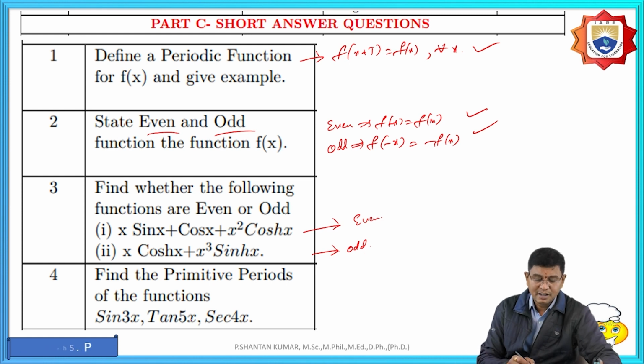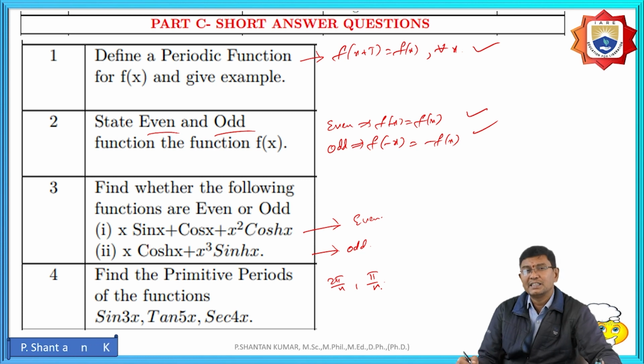And again here, the primitive period of the functions sin 3x and tan x is based upon 2 pi by n and pi by n. According to the schedule given in the beginning, we need to find it. For all values of sine and cos it is 2 pi by n, and for tan, cot and secant the value is pi by n. And here n is 3, so we can find the solutions.